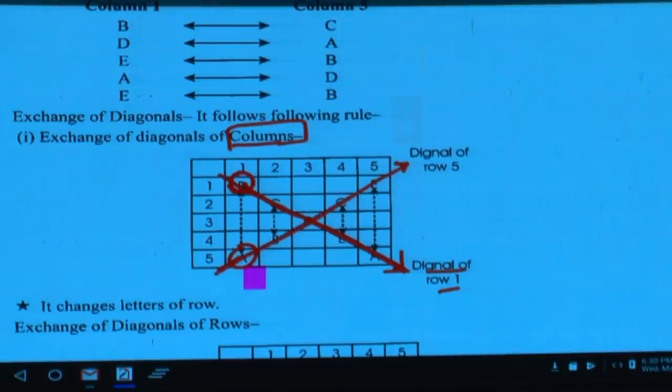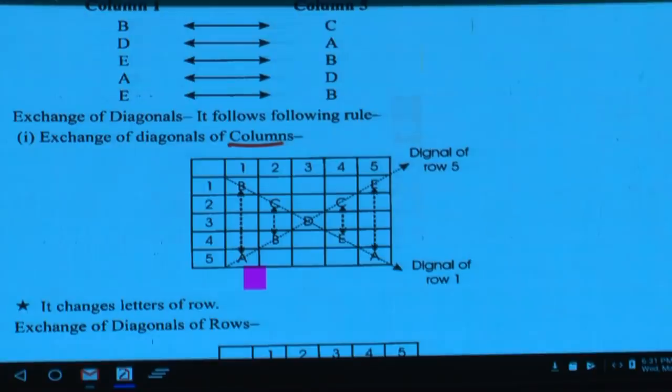Hence in this one, now we are starting with what? We are starting with A, that is diagonal of row 5. Why is it called row 5? Because you are starting with the element in row 5. Hence, now this is exchange of diagonals of columns.